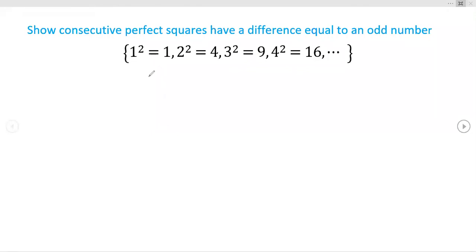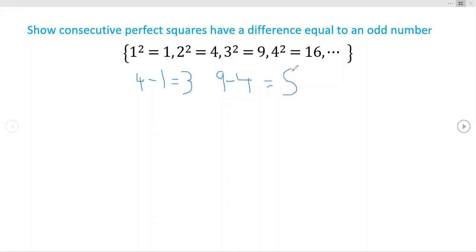Right here, perfect squares: 1 squared is 1, 2 squared is 4. And so you can see right here that 4 minus 1 equals 3, right? 3 is certainly an odd number, all right? Now what's the next one? 9 minus 4 equals 5. Definitely an odd number, right?